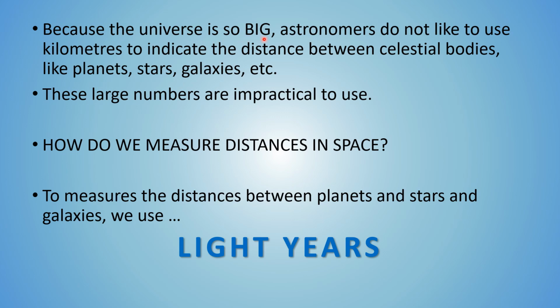Because the universe is so big, astronomers do not like to use kilometers to indicate the distance between celestial bodies like planets and stars and galaxies. The reason for that is that these large numbers are just impractical to use. So how do we measure distances in space? We use what we call light years, light hours, and light minutes.